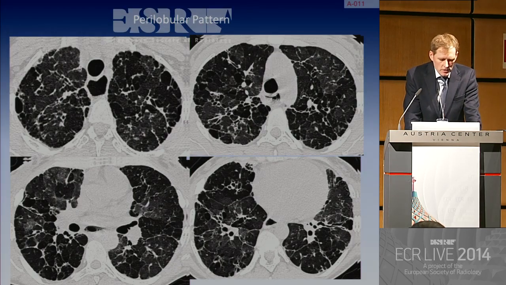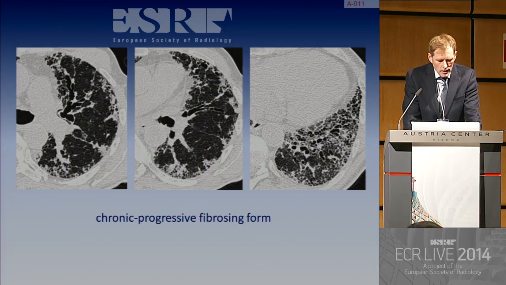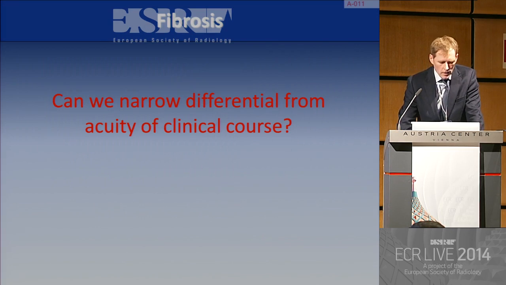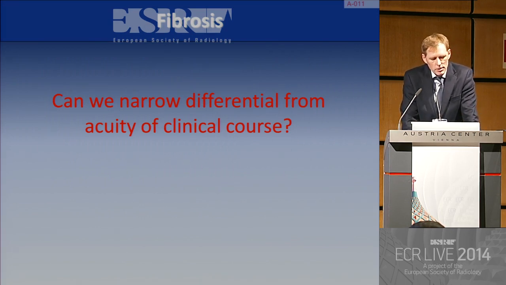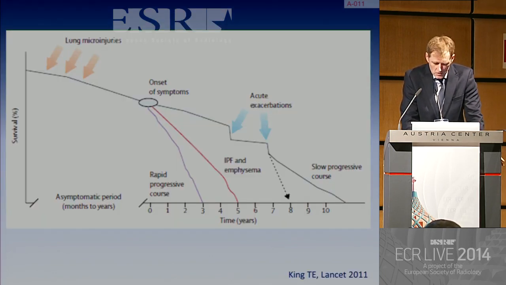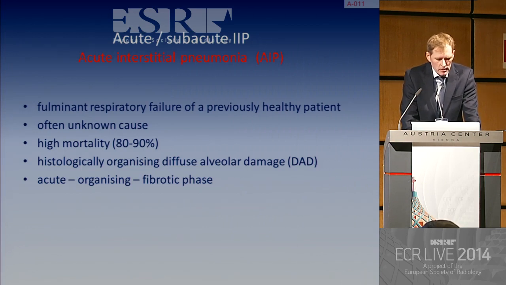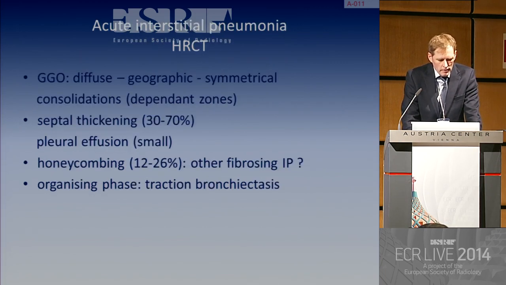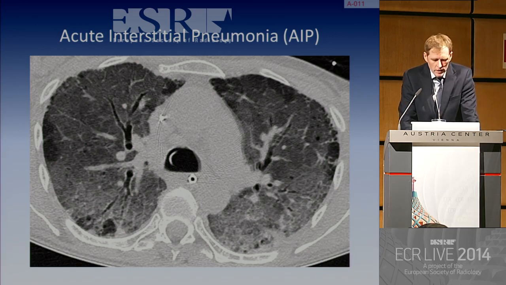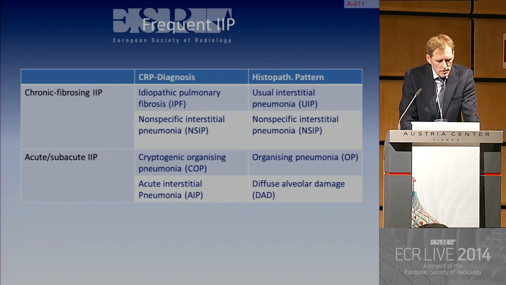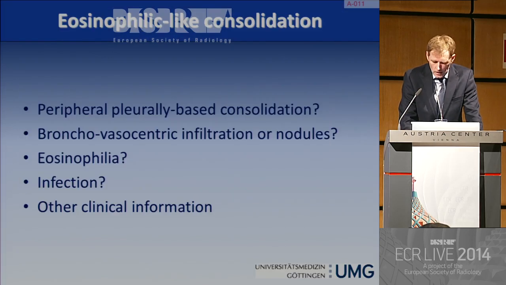This is rather suggestive because we have an extensive perilobular pattern here. And this is a chronic progressive fibrosing form of OP, which is, again, very difficult to have in the upper differential diagnosis. Can we narrow the differential from the acuity of the clinical course? Well, certainly sometimes we can if there is fulminant respiratory failure of a previously healthy patient and we have no other known cause. And we have an appearance like this in a patient, for example, with rheumatoid arthritis without methotrexate at the time, and we would call this an AIP. So we can actually counterpoint between chronic fibrosing and acute idiopathic or secondary interstitial pneumonias.